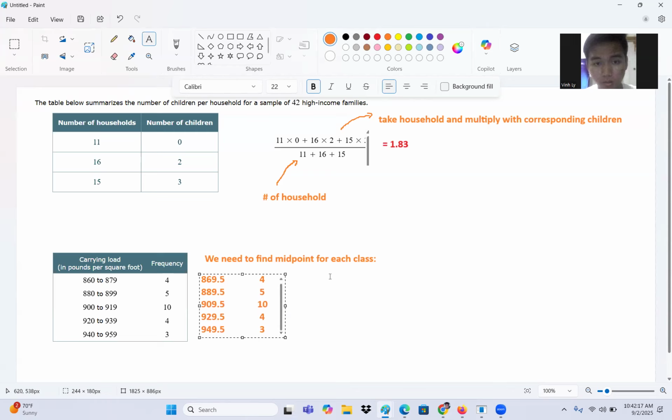Are we good? So the midpoint is just simply, add up the first and then the last, the upper and the lower limit of the class. We add them up and we divide it by 2.